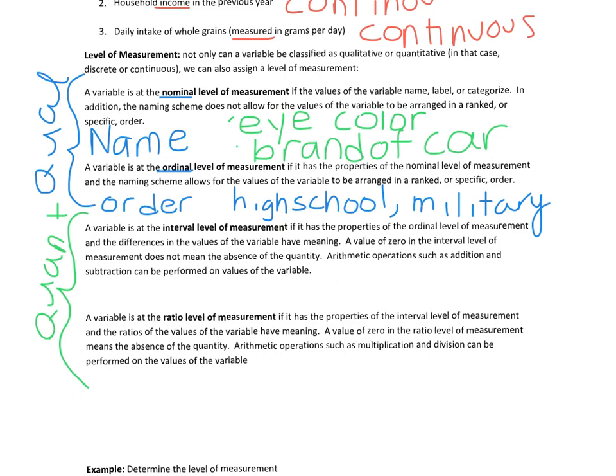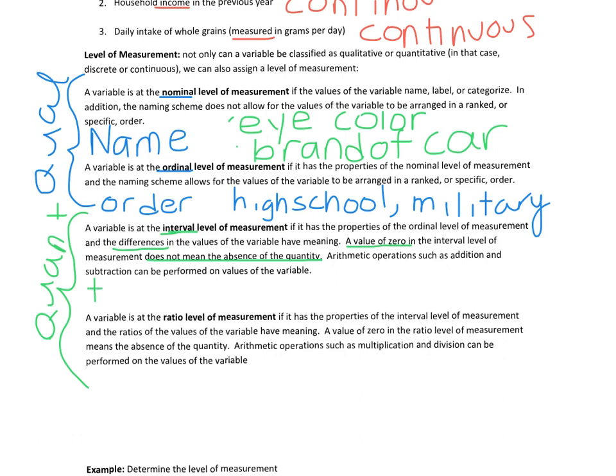All right, so moving on to the quantitative variables. Again, it has the property of the ordinal level of measurement. And this time, an interval, think of how you calculate intervals. You look at the difference. All right, so the differences in the values have meaning. That's a little obscure, so this is what I like to focus on. A value of 0 in the interval level of measurement does not mean the absence of quantity. All right, so we can add and subtract, because that's the difference. And 0 does not mean absence of quantity.